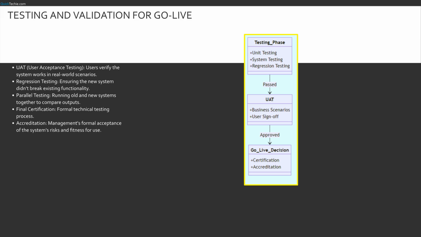This diagram structures the testing hierarchy. We start with the technical testing phase class: unit, system, regression. If that passes, we promote to the UAT class, where users run business scenarios. If they sign off, we move to the go-live decision class. This is where certification, technical, and accreditation, management, happen. It's a gated process. You can't jump to go live without passing UAT.